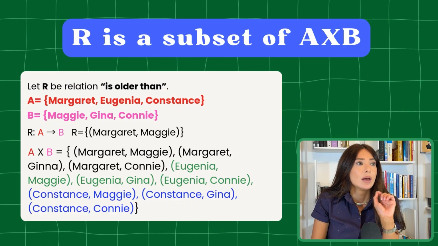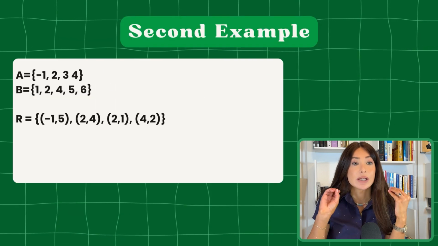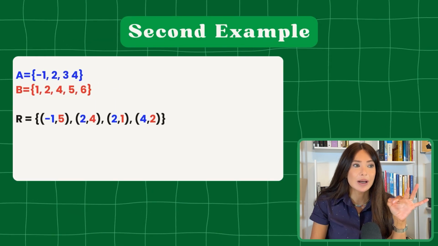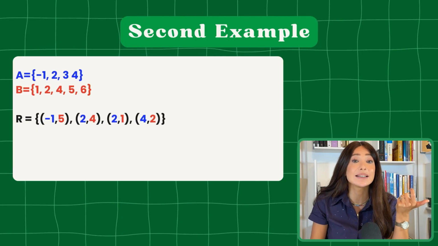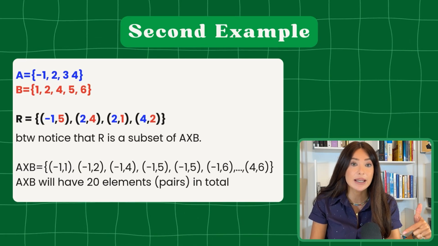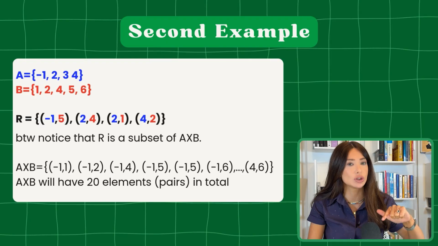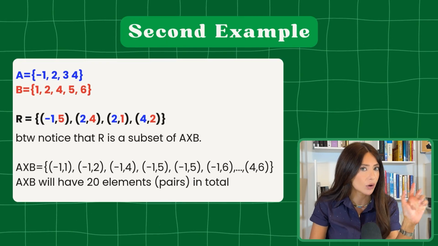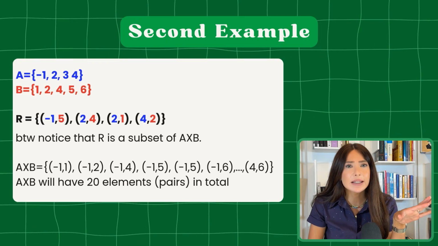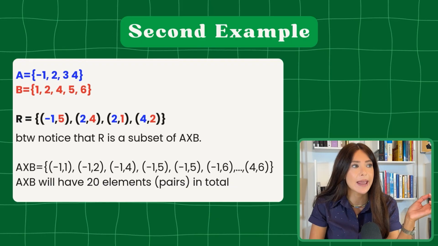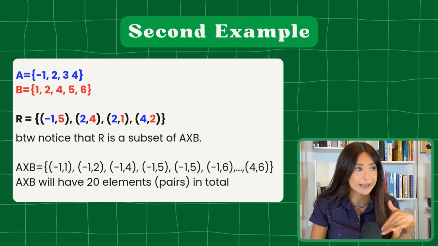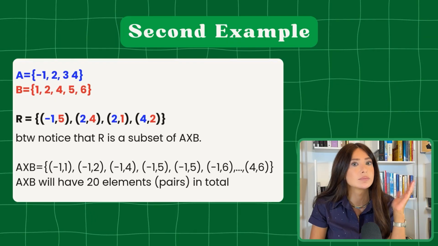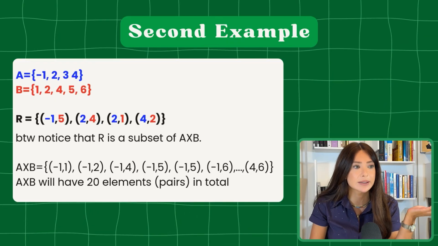Okay. So now, second example, using numbers. First and foremost, a relation has to be a subset of A cross B, and in this case, it is, and it has to take elements from A and connect it to B, okay? That's all from definition. In this case, Cartesian product or cross product of A and B will have 20 elements, but my particular relation has 4 elements, which are going to be ordered pairs.